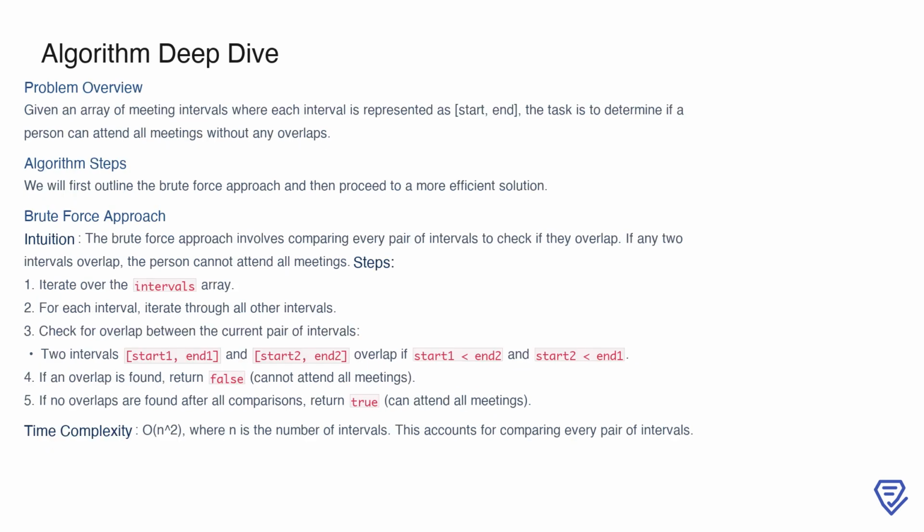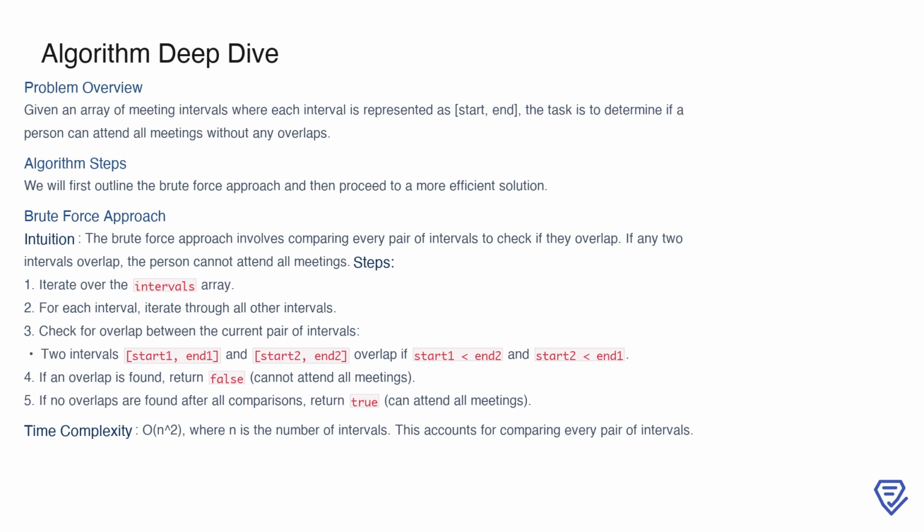The problem asks us to determine if a person can attend all meetings given an array of meeting intervals, where each interval is represented by a start and end time. The main challenge here is identifying if any intervals overlap, as overlapping meetings would make it impossible for a person to attend both. To begin, we outline the brute force approach.